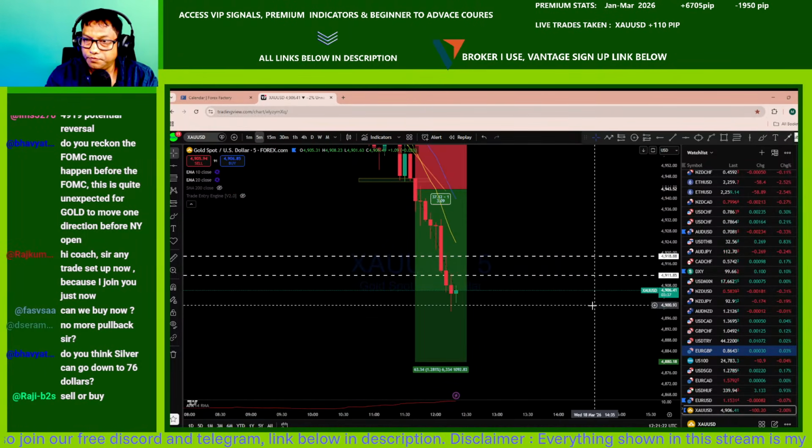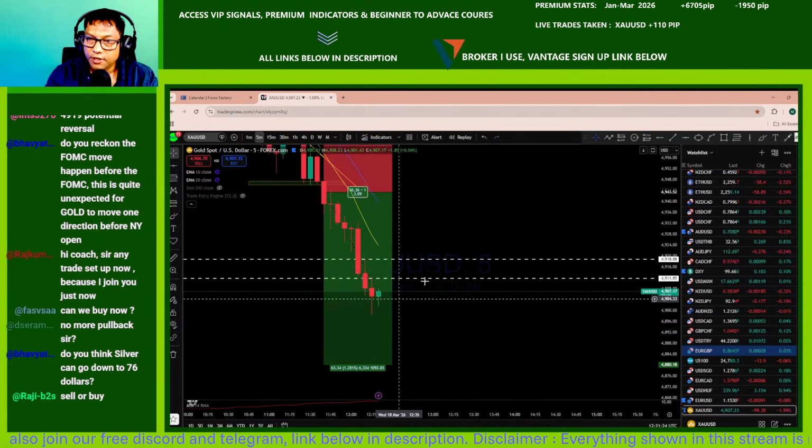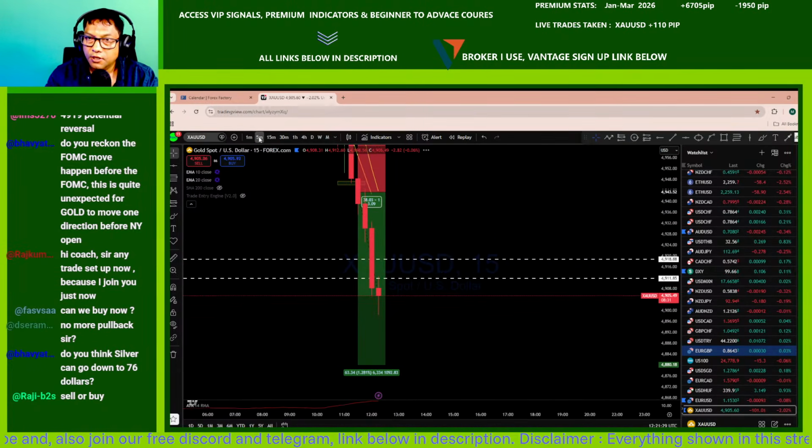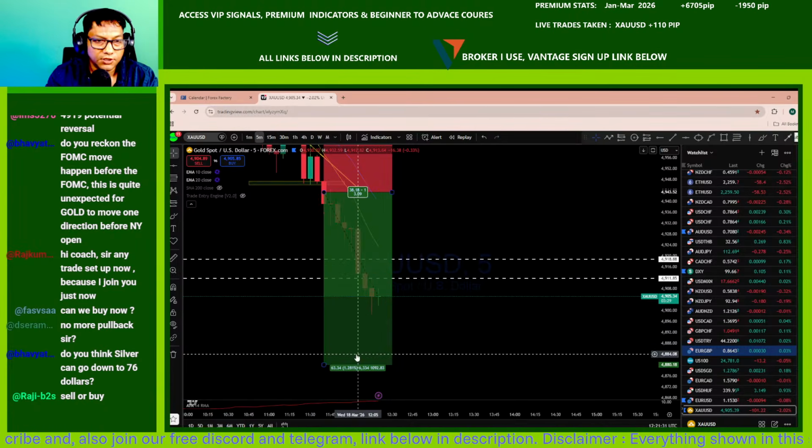Okay, if you look here, there is a long wick candlestick pattern that you can see in this area, and that is key.